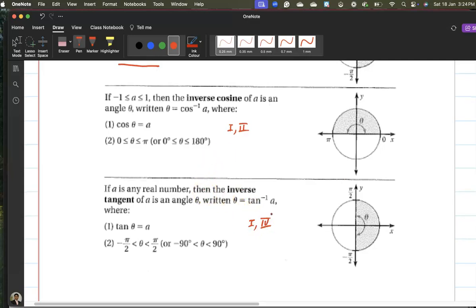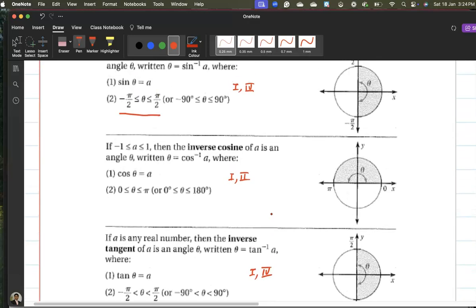So why does it do this? There's a reason. You just have to remember that. The reason for the inverse to exist is to make it a one-to-one function, because otherwise the horizontal line test won't work. So sine is first and fourth, cos is first and second, and tan is first and fourth.